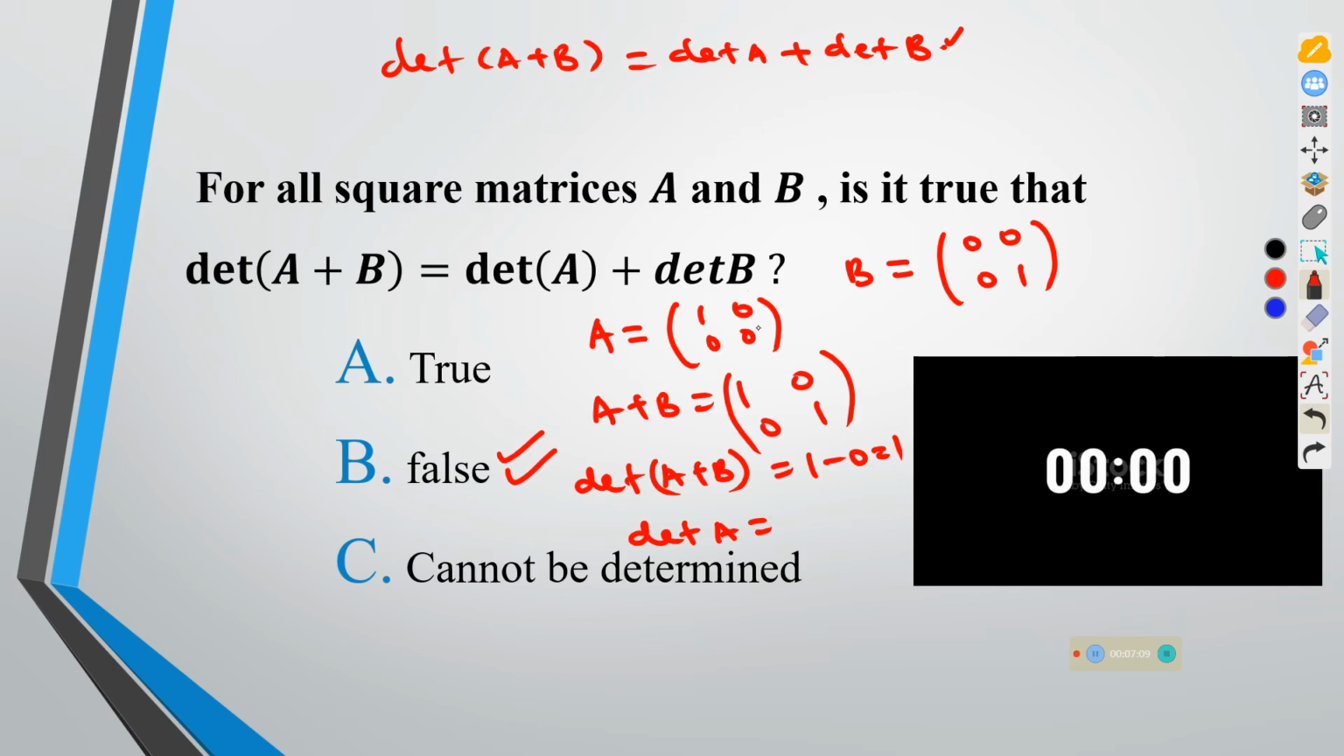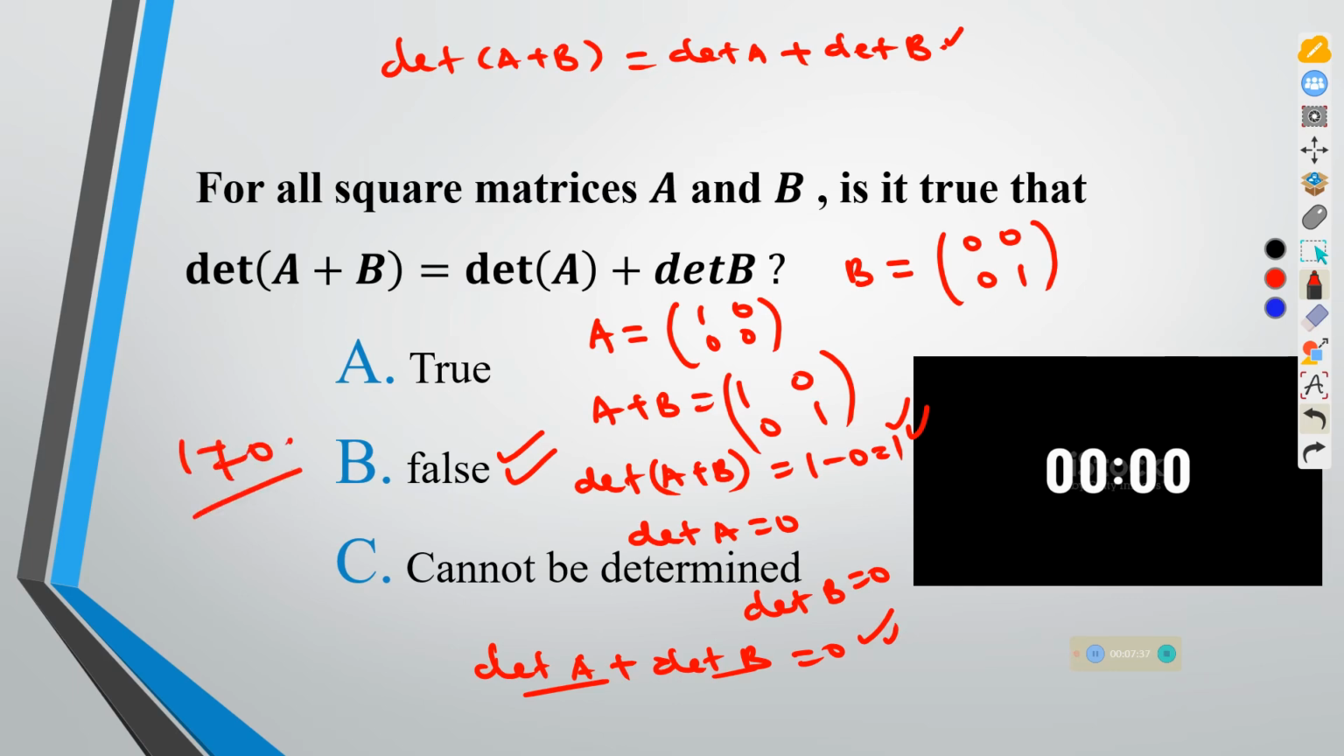So what will be the determinant of A plus B? It will be 1 minus 0, which is 1. And what will be the determinant of A? The determinant of A here is 0. What is the determinant of B? The determinant of B here is also 0. So the determinant of A plus the determinant of B will actually be 0. So you realize here you got your determinant as 1, but the determinant of A plus the determinant of B here is 0. So 1 cannot be equal to 0.